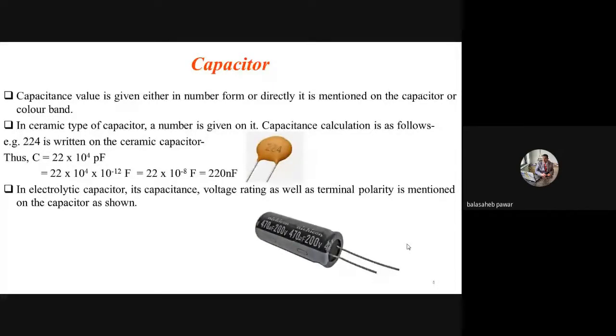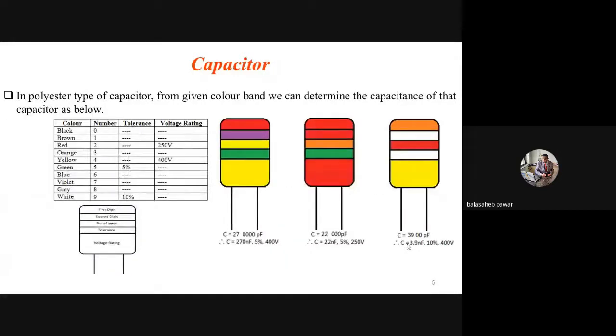Another type of capacitor is one whose capacitance is to be determined by the given color bands. Such a capacitor you might not have seen in our lab, but such polyester type capacitors are available in the market. How to determine their capacitance, as well as a few extra ratings, that is its tolerance as well as voltage rating. Now, if you compare the color sequence and the assigned numbers in this table, it is the same as that of a resistor. So no need to mug it up again and again.